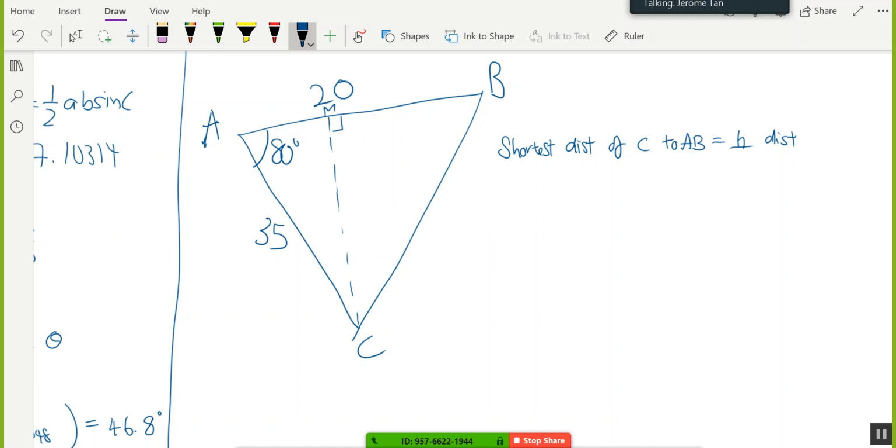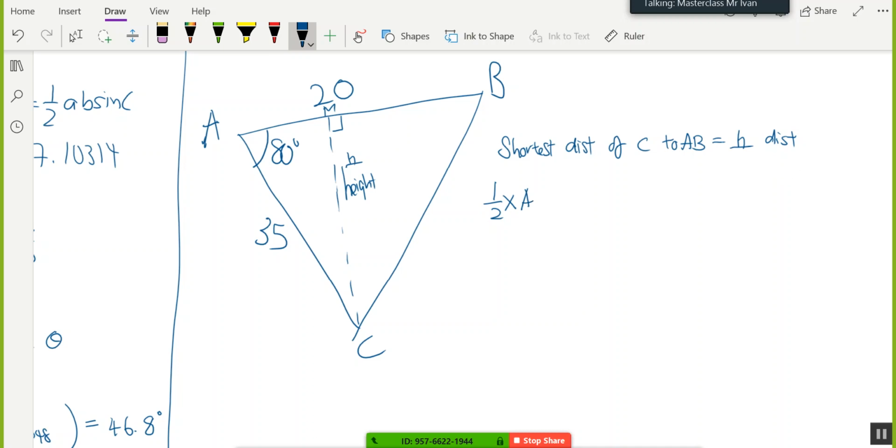This one's a new question, right? This one is just concept teaching. Concept teaching only. So half times the base. If MC is the perpendicular height, what is the base of the triangle, Jerome? AB.